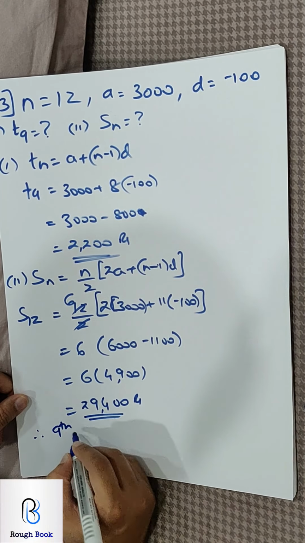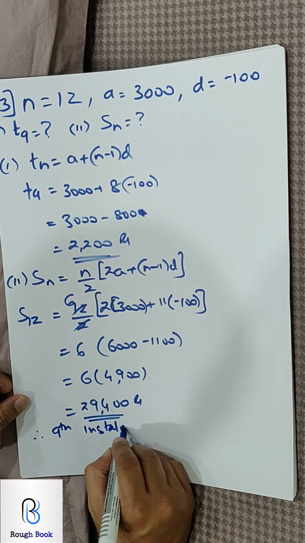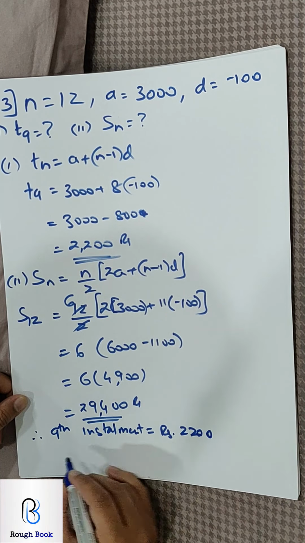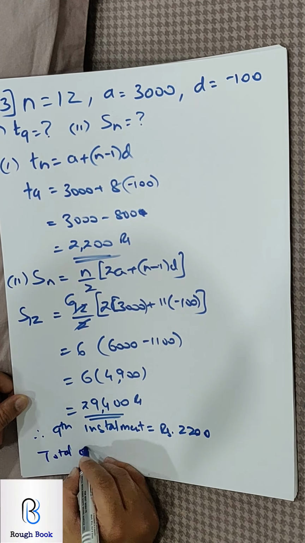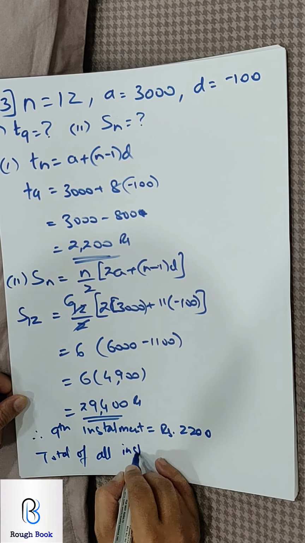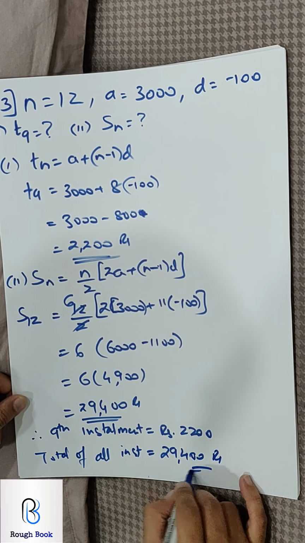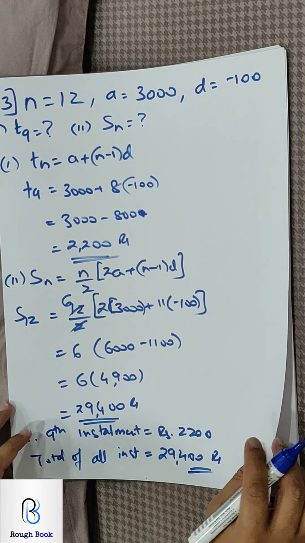Therefore the 9th installment is equal to rupees 2200. And total of all installments is equal to 29,400. Isn't it really simple? Come on, try sum number 4.